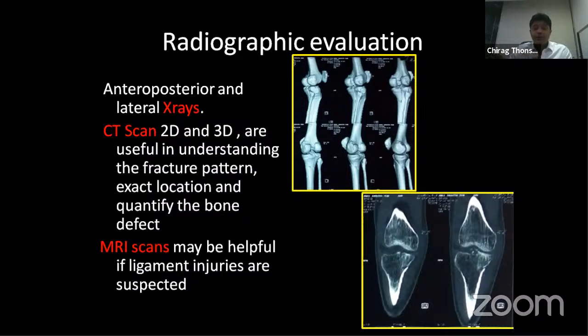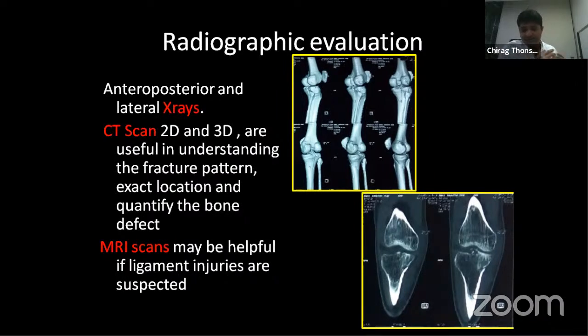One would definitely want a 2D CT scan or a 3D CT scan in these kinds of proximal tibial fractures to understand the fracture pattern, to exactly locate where the injury is, and what kind of fracture it is. Is it in the sagittal plane, the coronal plane, or is it a biplanar fracture? It also helps to evaluate or quantify the bone loss in a depression fracture or a split depression fracture. That's not the end of the story.